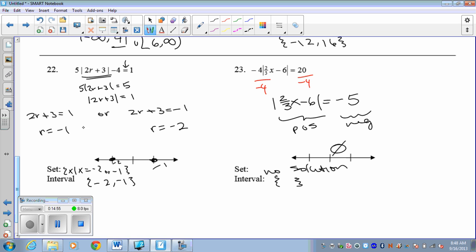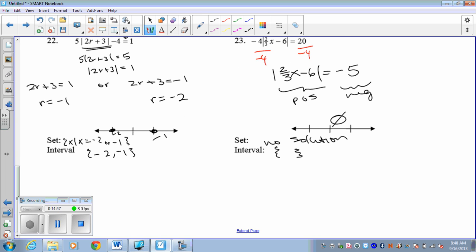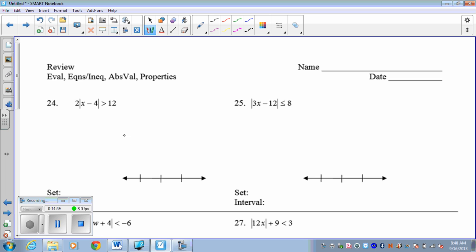Alright. Couple more. Isolate first. Divide by 2 is going to give you x. Absolute value of x minus 4 is greater than 6. You know right away, greater than, it's going to turn out. Let me go ahead and draw the picture.